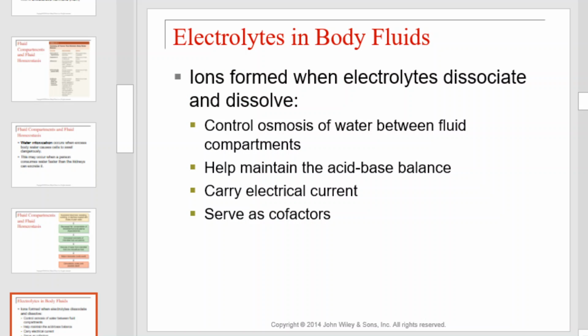Electrolytes in our body fluids. Ions formed when electrolytes dissociate and dissolve. These electrolytes control osmosis of water between fluid compartments. They may help maintain the acid-base balance, carry electrical current, or serve as cofactors.